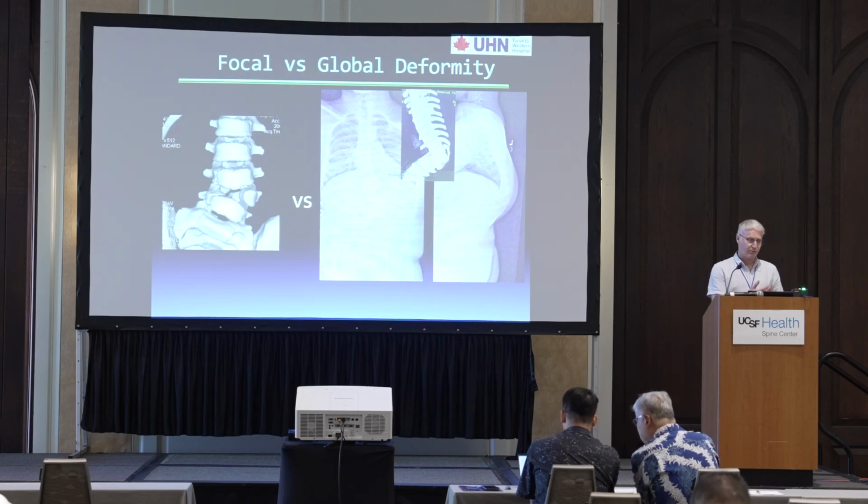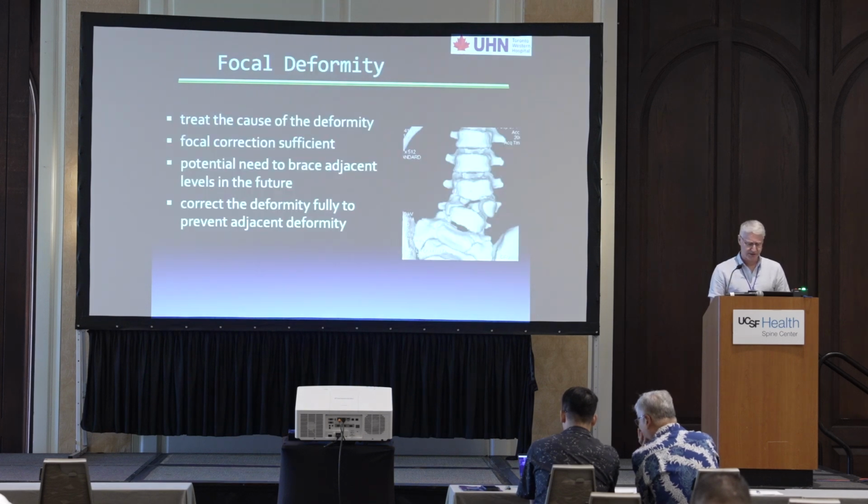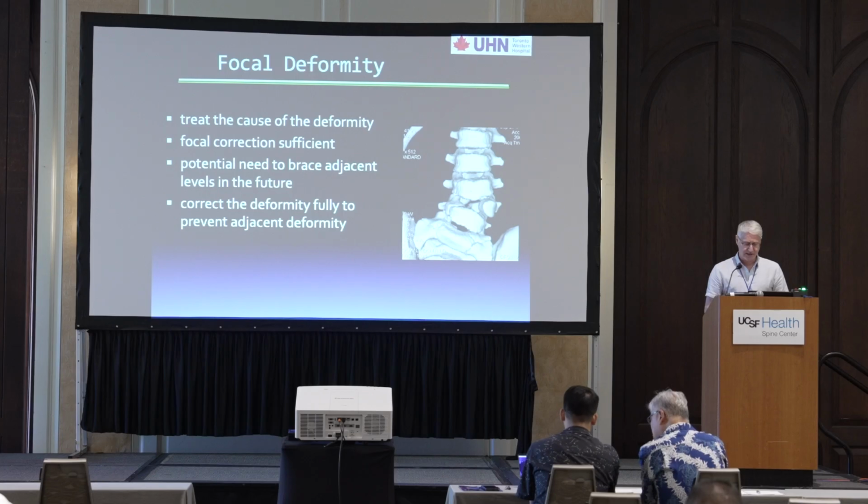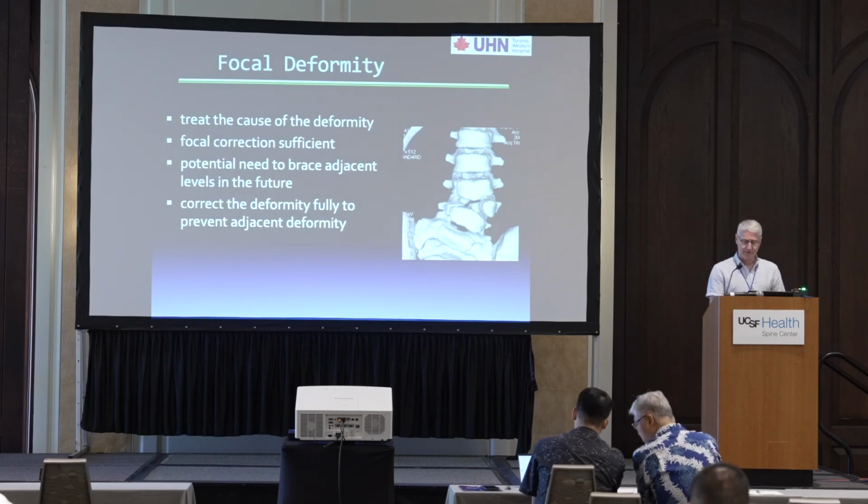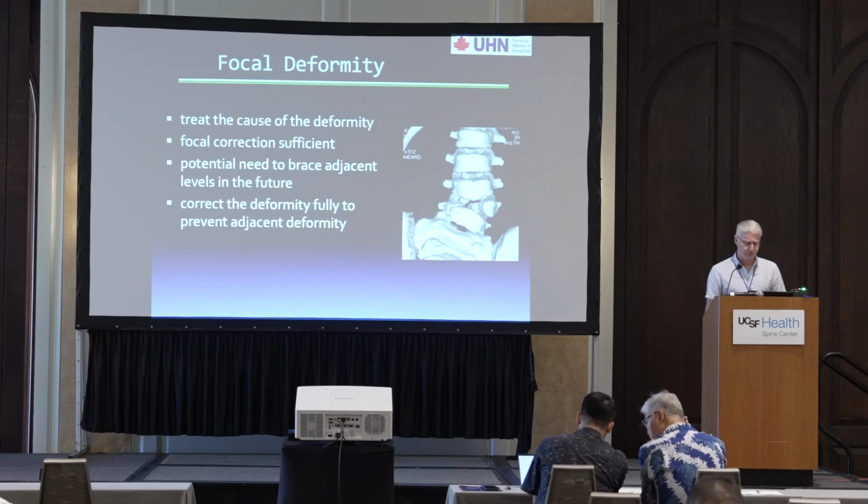I'm going to show you some cases where we caught it early, where we fixed it, and you can see the natural history, and ones where we have to manage it late. I would say the most important thing is to treat the cause of the deformity. So if you have a hemivertebra or a bar or things like that, a focal correction is sufficient if you have just a focal deformity, and you may have to brace some of the other parts. So if you have an L4 hemivertebra, you may have to brace the lumbar spine during growth, but that's something you have to watch for.